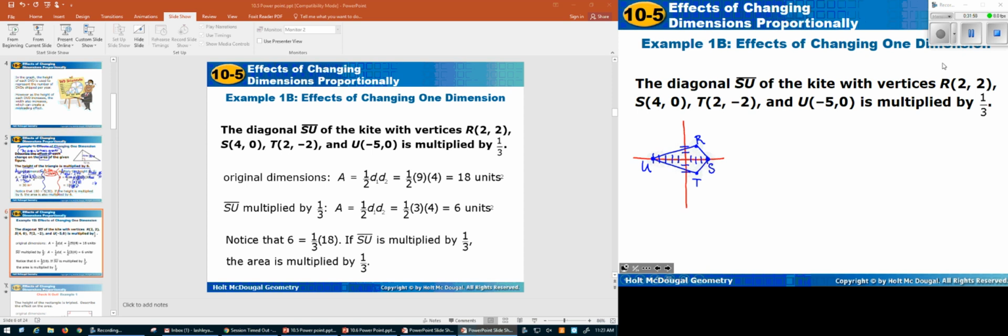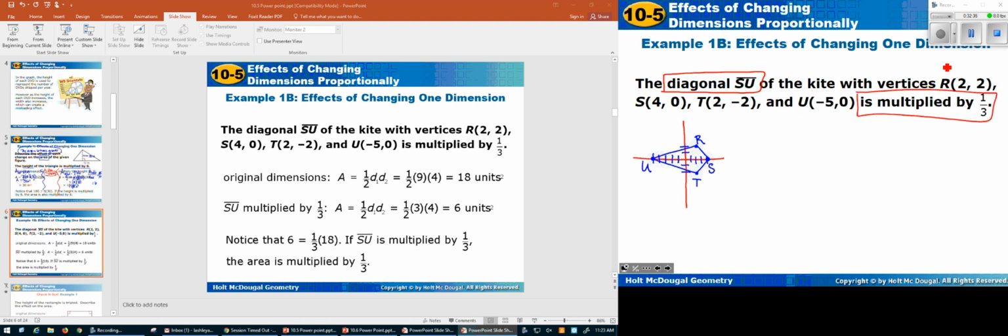All right, so the directions don't really say exactly everything they should say, because it's back to the same directions as the problem before, which said, describe the effect of the change on the area if, and then here's the direction, the diagonal SU of the kite with the vertices, blah, blah, blah, is multiplied by 1/3. So what's being multiplied by 1/3? Read it again. The diagonal SU only is being multiplied by 1/3.